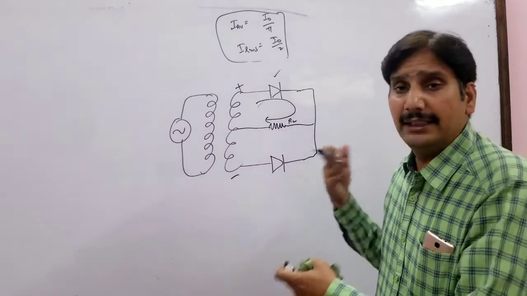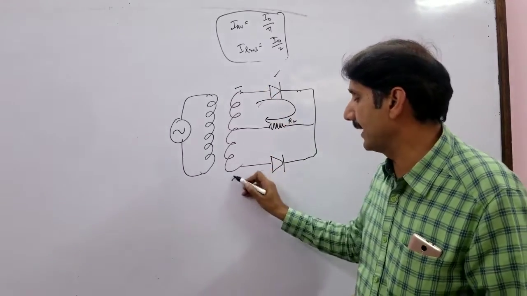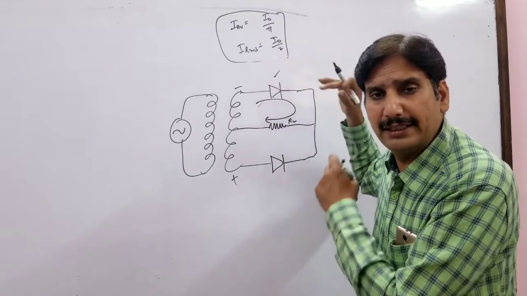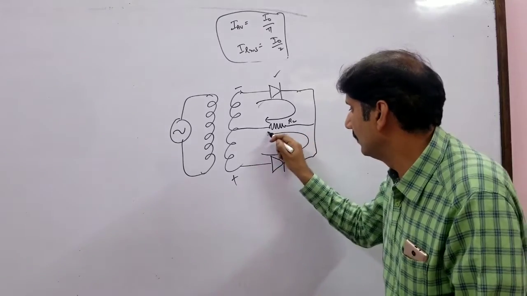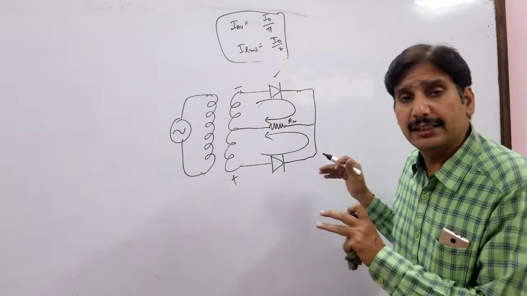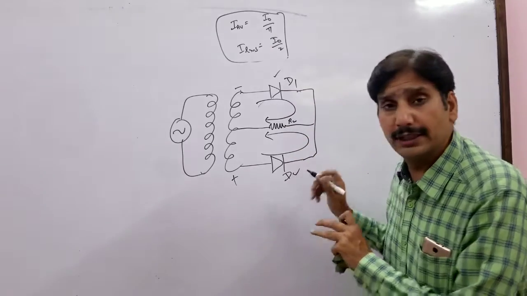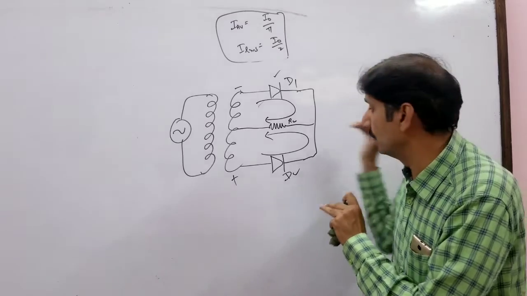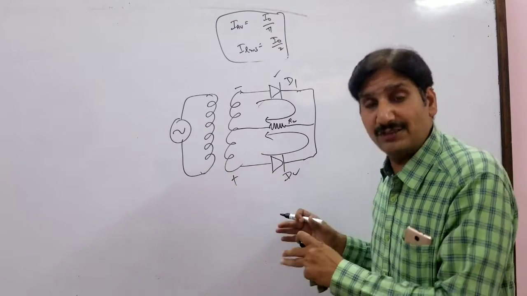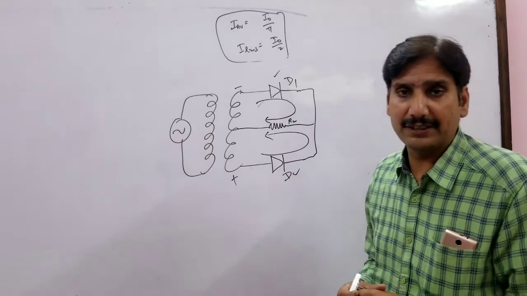And what will happen during the other half cycle of the input AC? This end becomes negative, this end becomes positive. The second diode starts conducting. The first diode is now reverse biased, doesn't conduct. The current will flow from positive through load resistance to the negative. In both the cases, whether the diode D1 conducts or diode D2 conducts, the current through the load resistance remains the same. The direction of the current through load resistance remains the same. This is what we call a full wave rectifier.